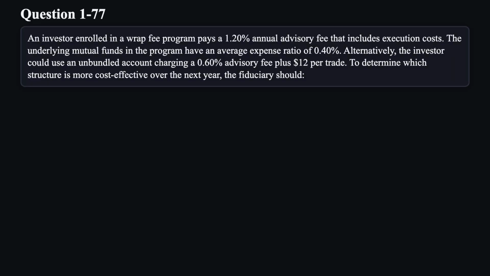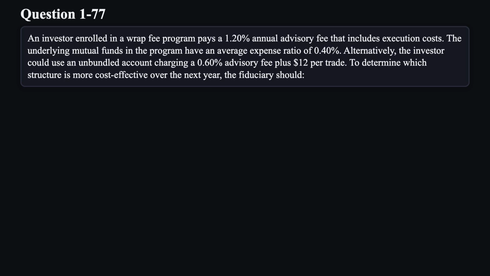Question 77. An investor enrolled in a wrap fee program pays a 1.20% annual advisory fee that includes execution costs. The underlying mutual funds in the program have an average expense ratio of 0.40%.